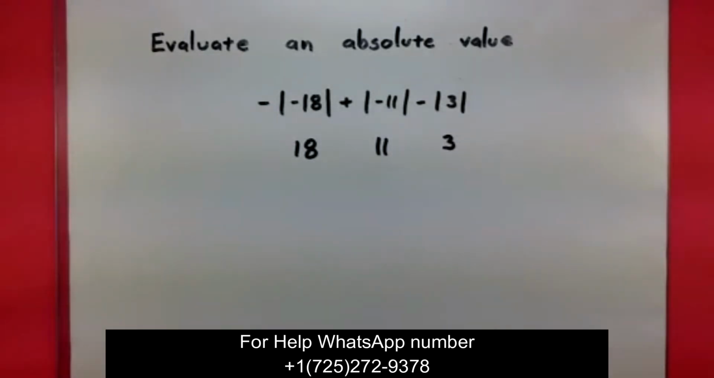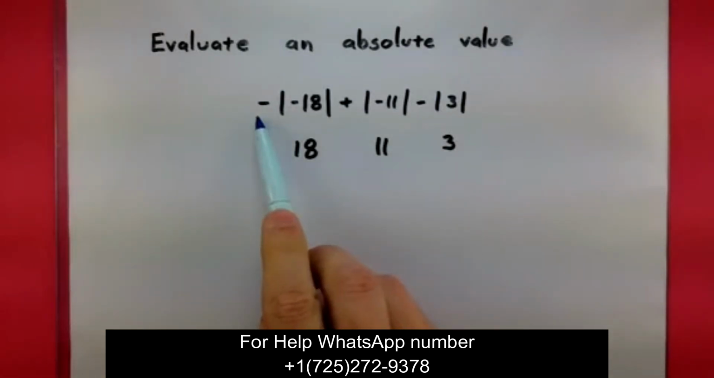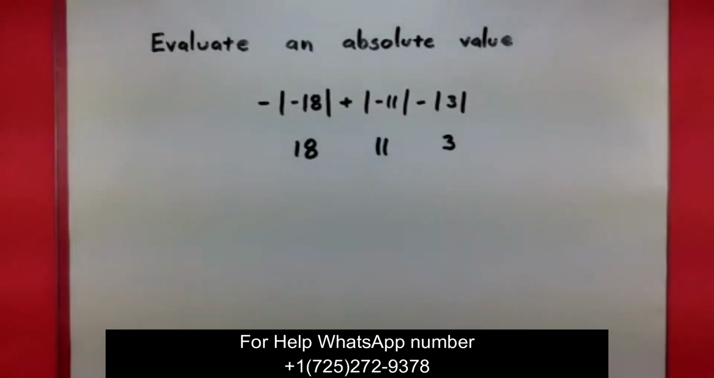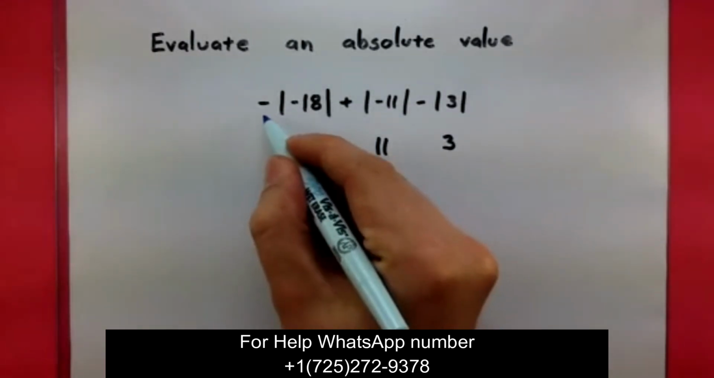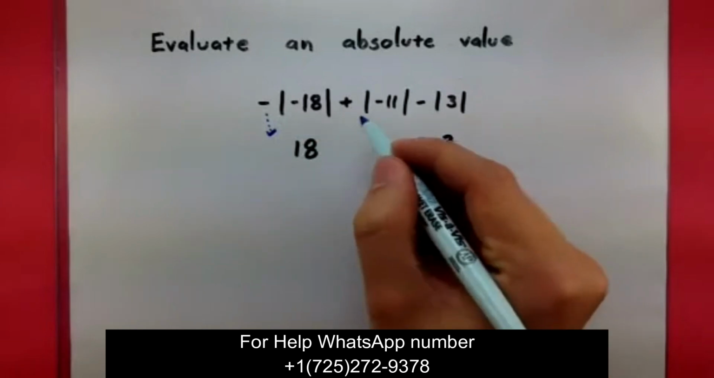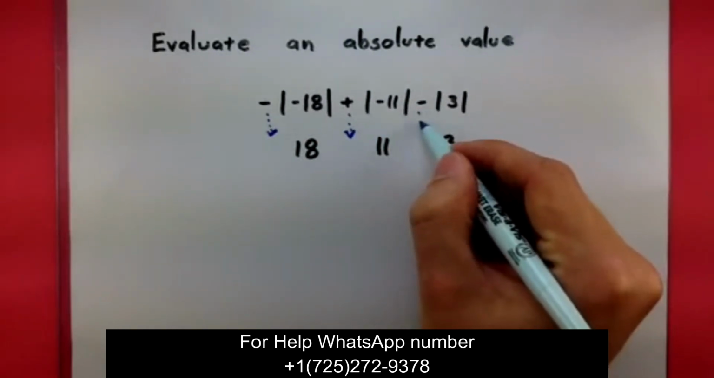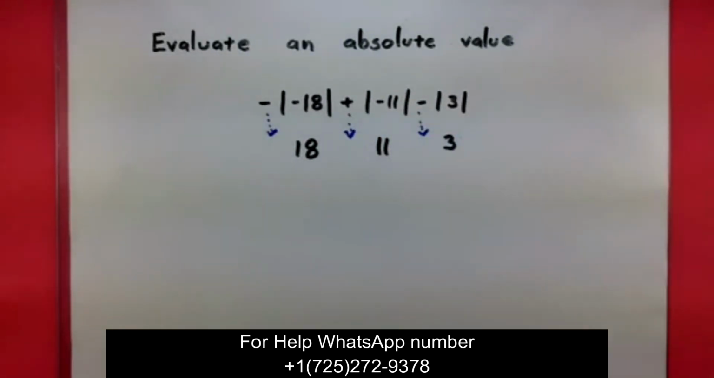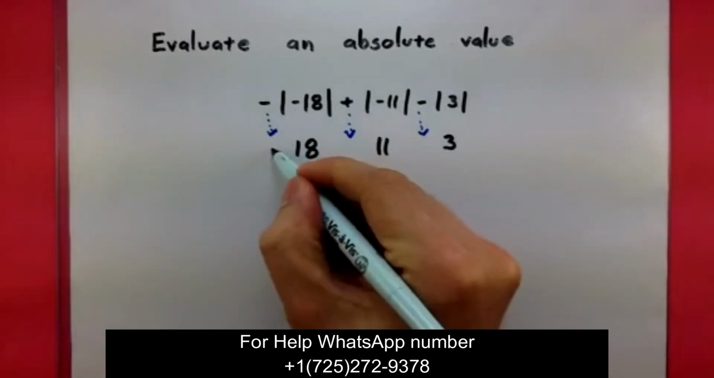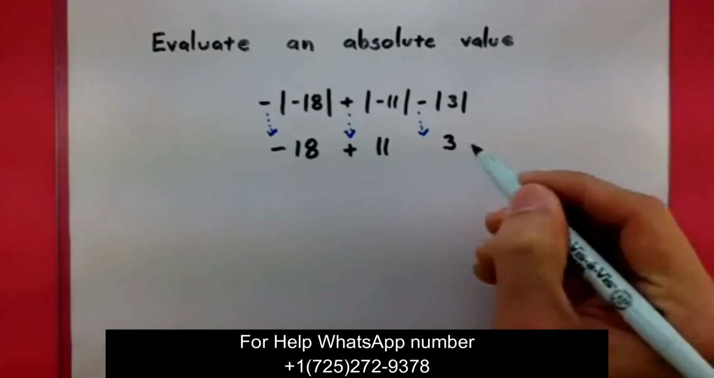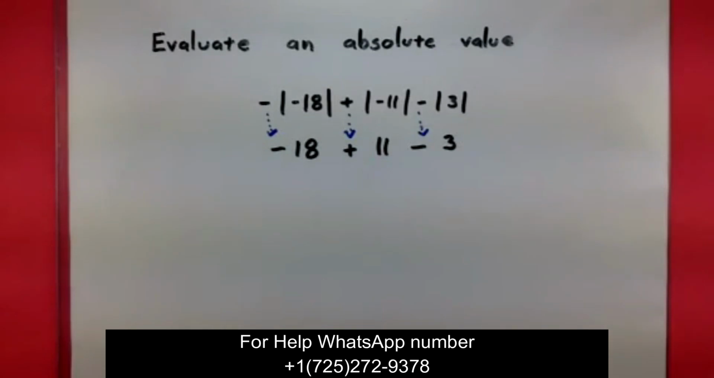Alright. Now you may have noticed that I have a few other signs floating around here, like the negative sign, the plus sign, the negative sign. None of those signs are inside the absolute value. So we're going to keep them just as they are. So our expression at this point is a negative 18, a positive 11, and a negative 3.